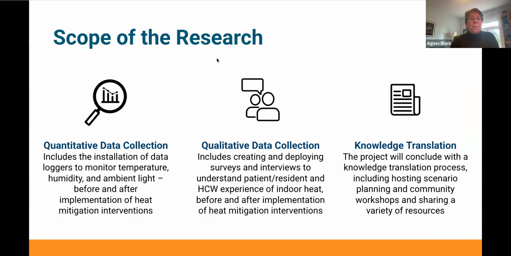Next slide. So the scope of the research includes some quantitative data collection. We have data loggers in almost all of the rooms and all of the facilities that are helping us keep track, including most of last summer. We kept track in all the rooms of temperature, humidity, and ambient light. After we do interventions, we'll then be tracking again to see what difference we've made quantitatively.